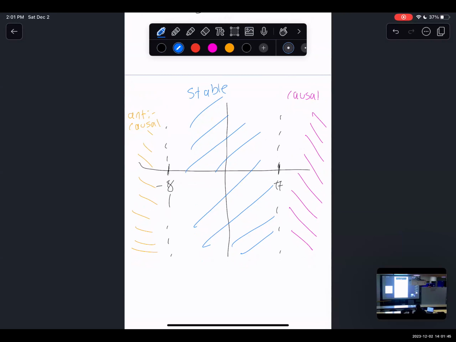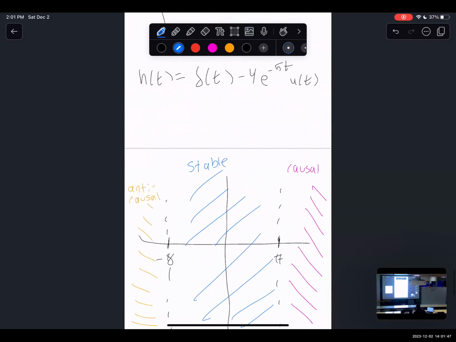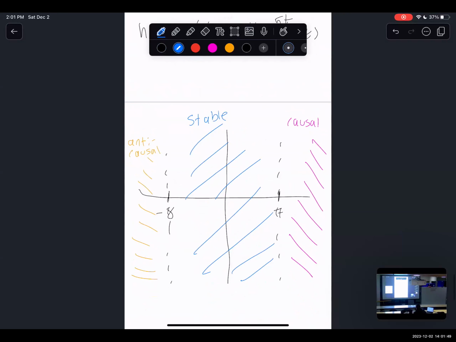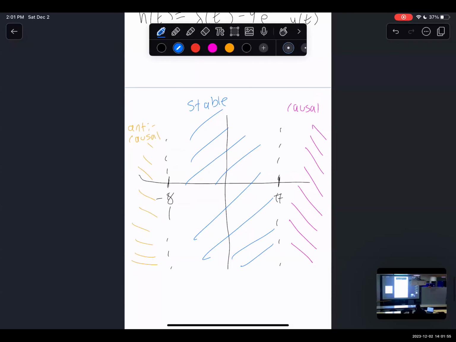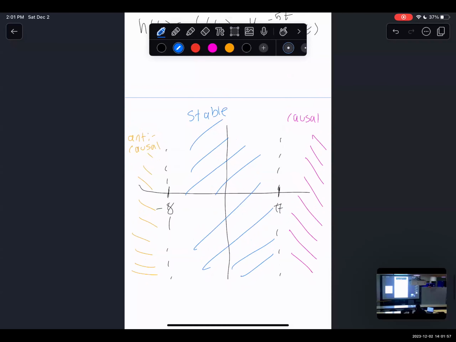So the reason I'm telling you this is that if he gives you information about whether it is anti-causal, causal, or stable, he's giving you information about the ROC, and that's going to determine which Laplace property you use, right? If you use the wrong one, the question will be wrong.